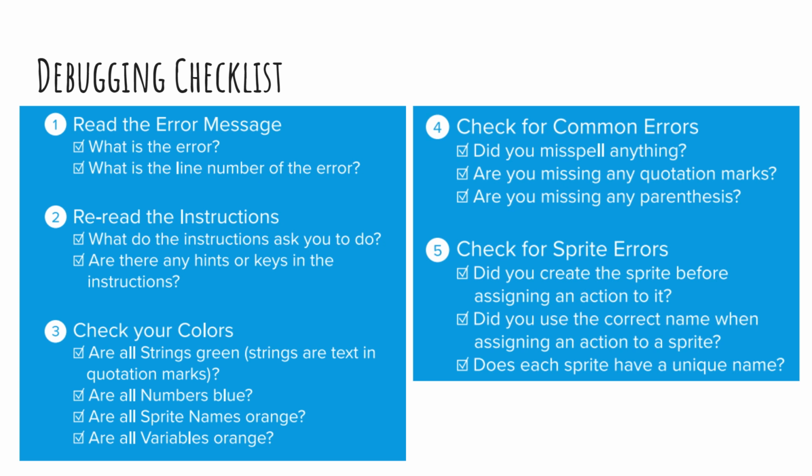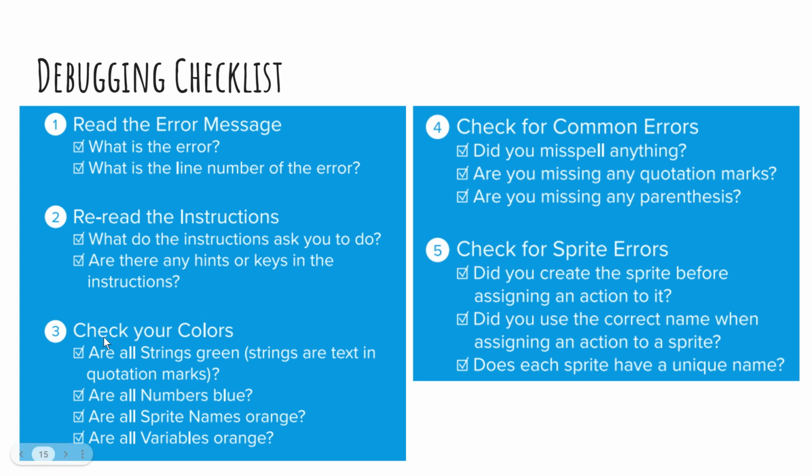So a few debugging techniques. First, read the error message. I can't tell you how many times I've sat next to a student to help them and they run it and the error message pops up and they click right out of the error message. That's helping you identify what's wrong. If you just click out of it, you're making it harder on yourself. Don't do that. Number 2, reread the instructions. I said that already. What are they asking you to do? Are there any hints or keys in the instructions? Because often there are.